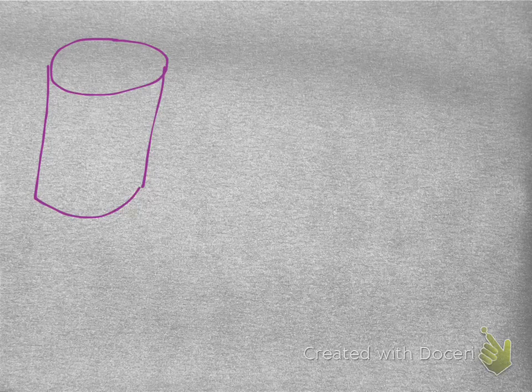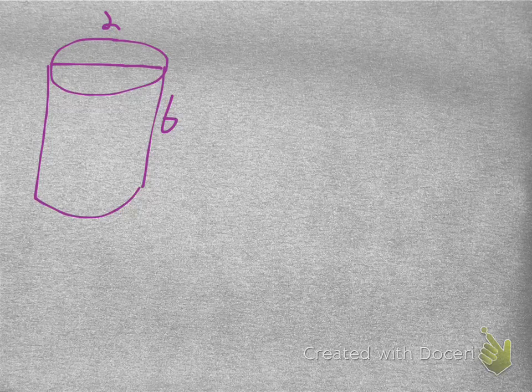Number 12 wants the volume of a can with a diameter of 2 and a height of 6. It just wants the volume rounded to the nearest tenth. Rounded to the nearest tenth. Keep that in mind because it's going to come up.